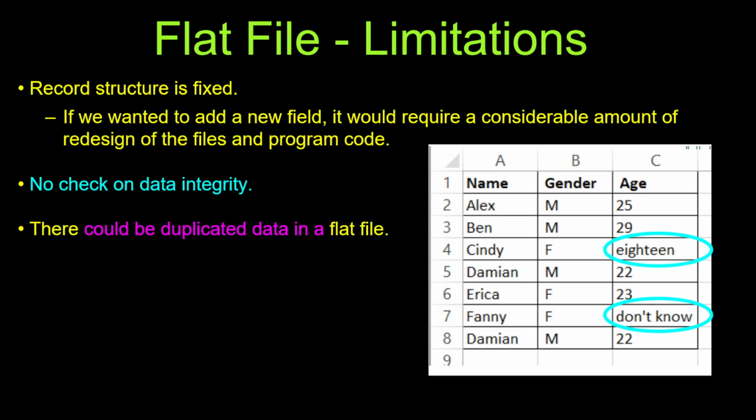There could also be duplicated data. Let's see whether there's any duplicated data here. There are two Damiens here. So again, it's very hard to keep track as well.